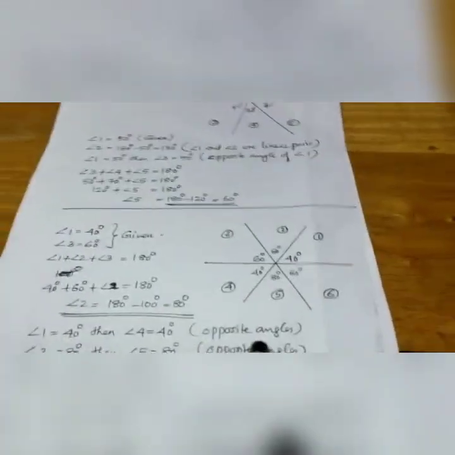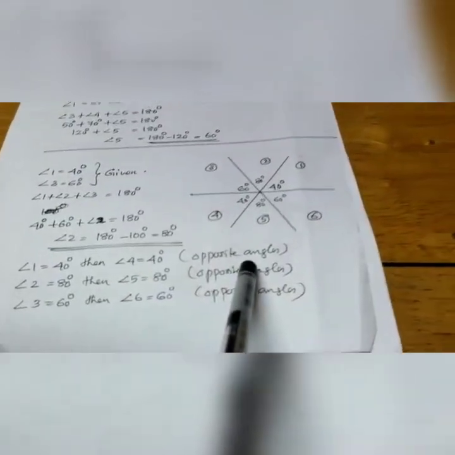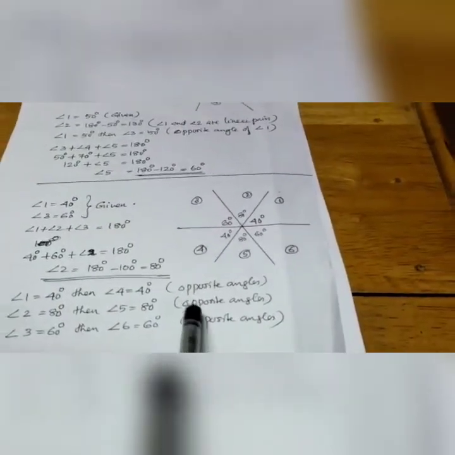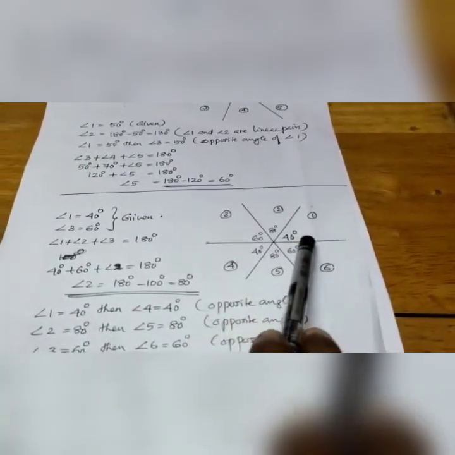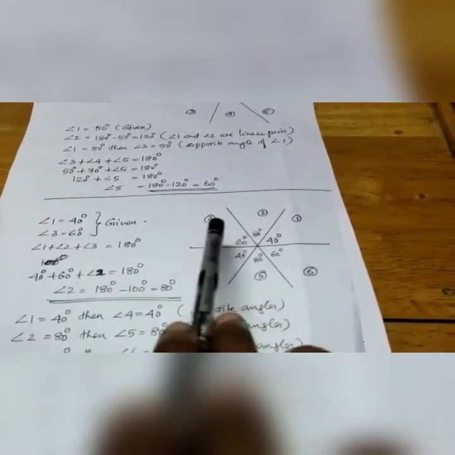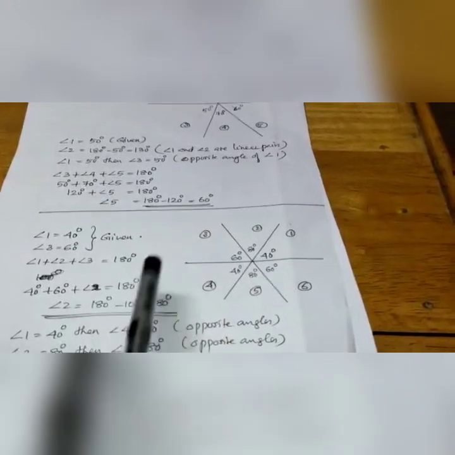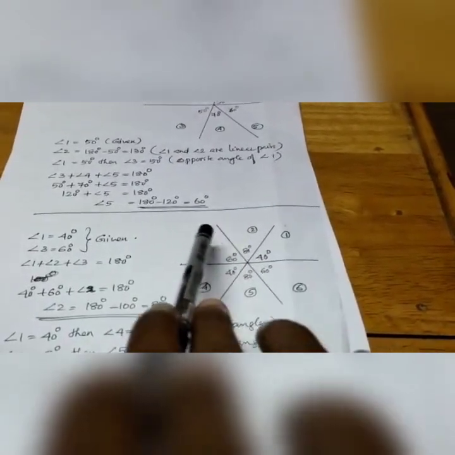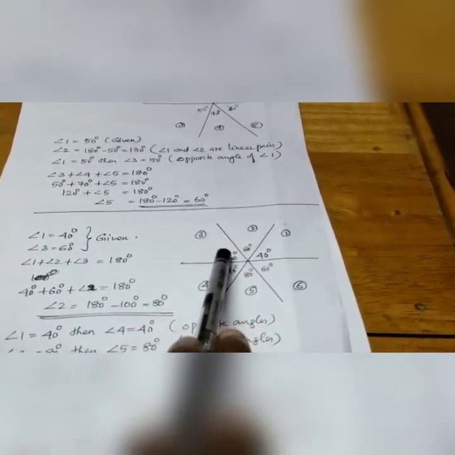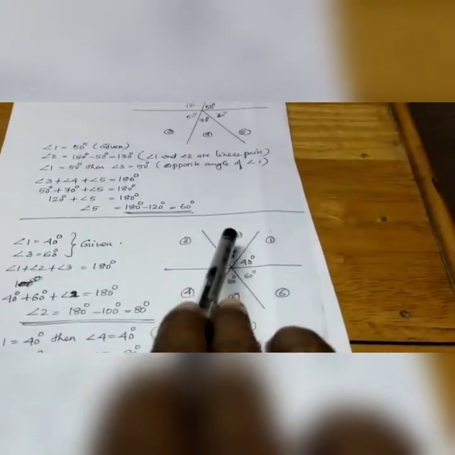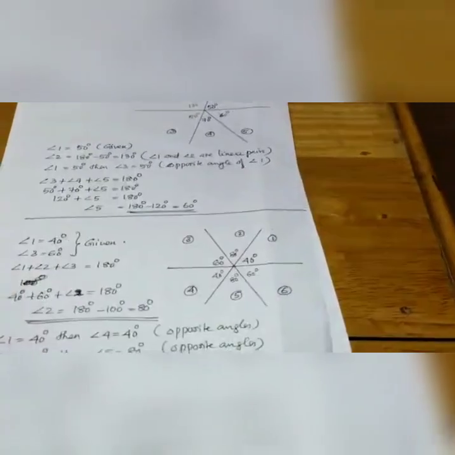Okay. Then next question. Here we have given angle 1 is equal to 40 degrees, angle 3 is equal to 60 degrees. These two angles are given. We know that angle 1 plus 2 plus 3 is equal to 180 degrees, 60 plus 40, 100. Remaining 80 is the second angle.